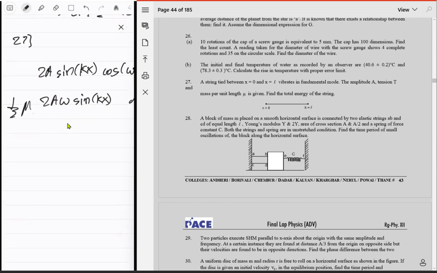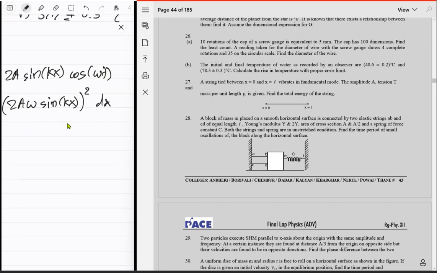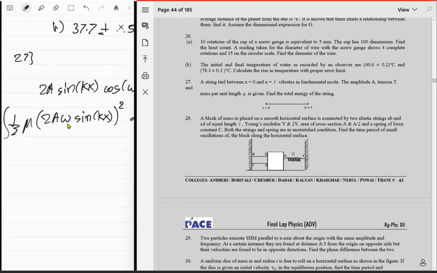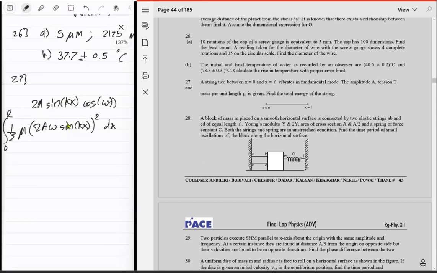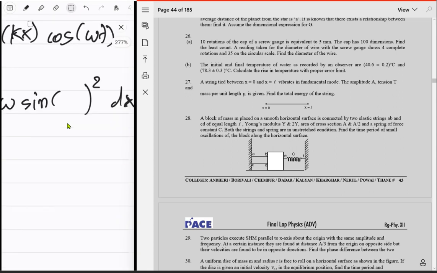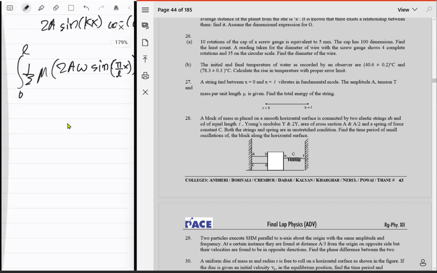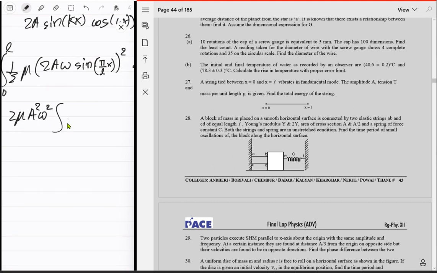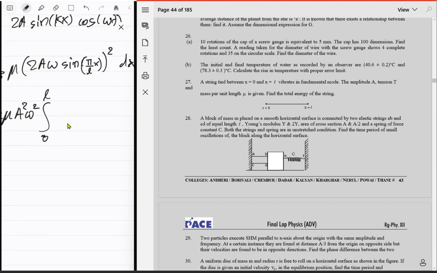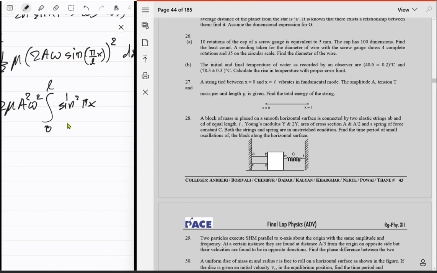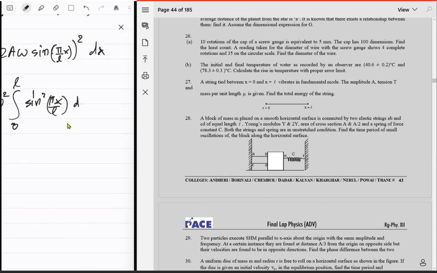And then v squared, this is our v squared, its integration from x equals 0 to L. We know what k is: pi upon L times x, the fundamental mode, of course. So it's 2 mu a squared omega squared, integration from 0 to L of sine squared of pi x upon L, is this correct or not, and then dx.